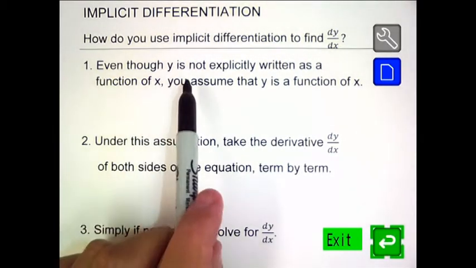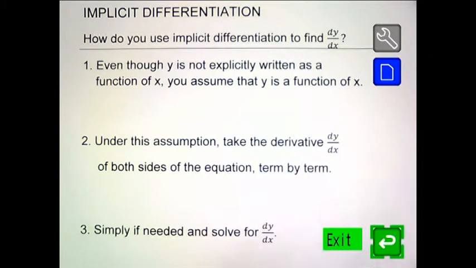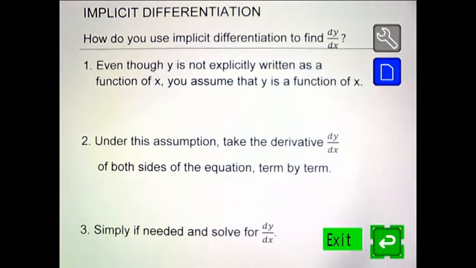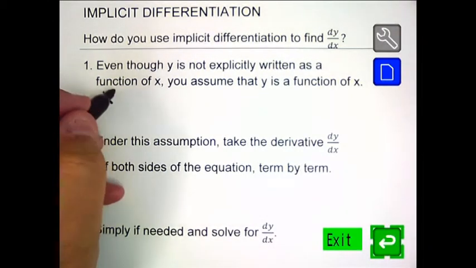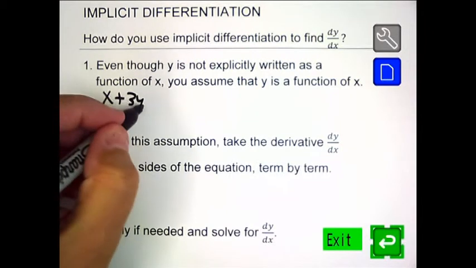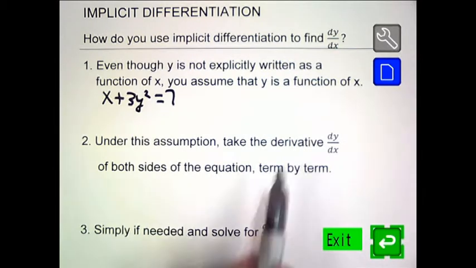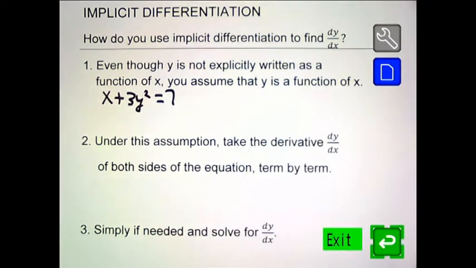First, even though y is not explicitly written as a function of x, like the second column of equations that I was showing you earlier, you do make the assumption that y is some function of x. So if I went back to the equation I wrote earlier, x plus 3y squared equals 7, even without solving that for y, I'm going to assume that y is some function of x. So that's the first step. Make that assumption. That's very important.